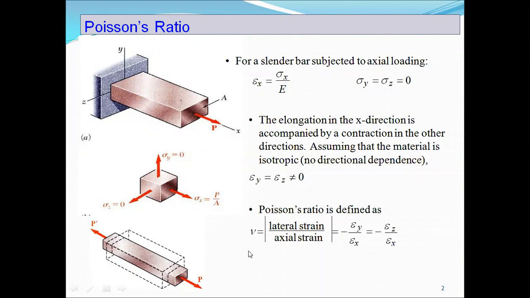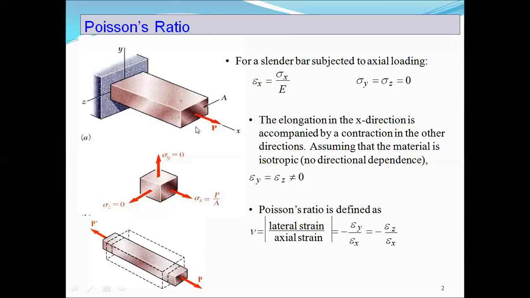In order to explain what Poisson's ratio is, consider a cylindrical bar, a thin bar, as shown in figure A, and you could see the Cartesian coordinate frame x, y, and z, and a load of P is applied along the x direction, as you could see. And let's say the cross-sectional area of the rod is A.